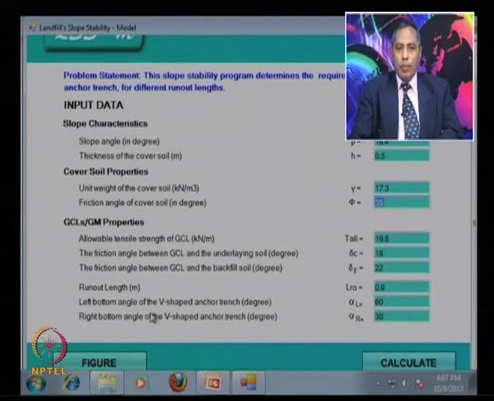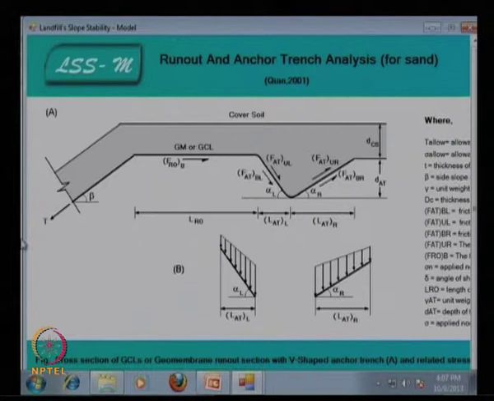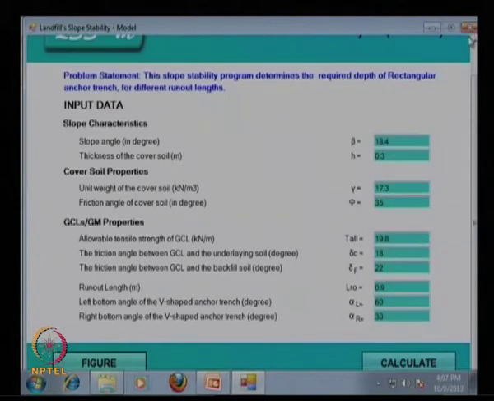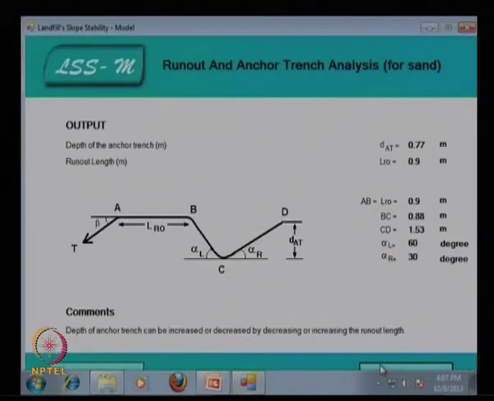and the left bottom angle of the V-shaped anchor trench, alpha L, is equal to 60 degree, and the right bottom angle of the V-shaped anchor trench, alpha R, is equal to 30 degree. You can have a V-shape like this. So, for this V-shape you can also calculate, and this is the output, the depth of the anchor trench. And you can have DAT is 0.77, LR0 is 0.9 meter.